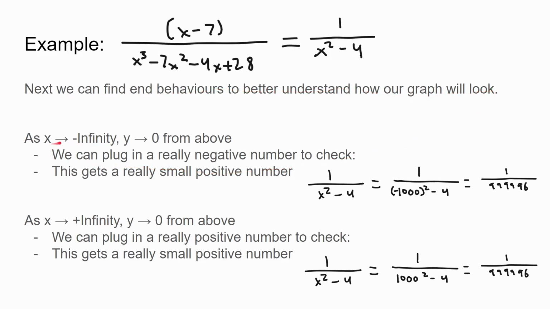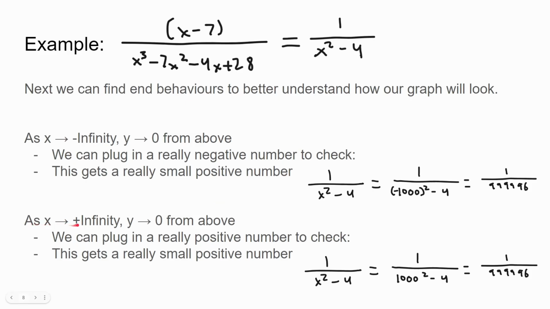So the end behaviors are as x approaches negative infinity and as x approaches positive infinity. So the first one, as x approaches negative infinity, y approaches 0 from above. Now how do we know this? Well, we can plug in a really negative number into the equation to check what result we get. So as x approaches negative infinity, we can plug in negative 1000 into x, and if we plug it in, we get 1 over 999,996, which is a really small but positive number. So really small means y is approaching 0, but since it's positive, it means it's approaching 0 from above.